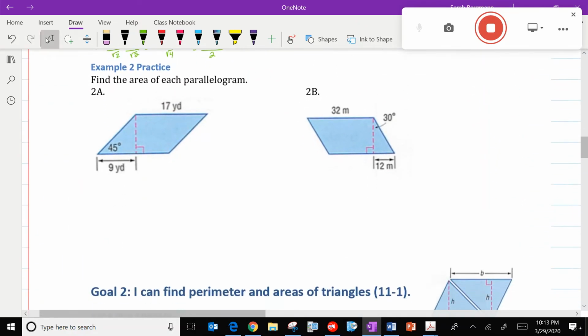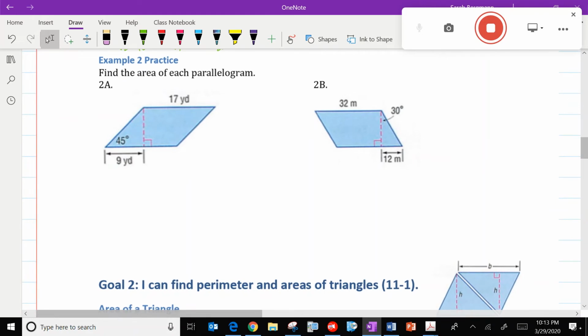All right, I'd like you to pause and try these two for both of them. You can round to the nearest thousandth.